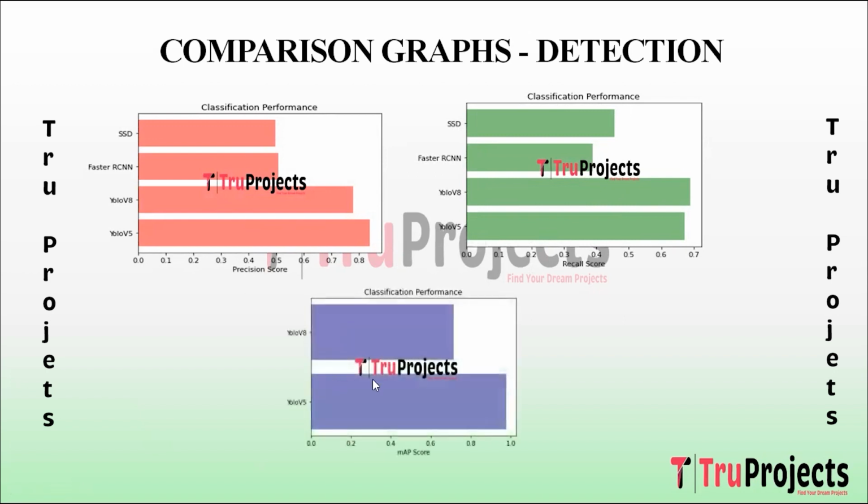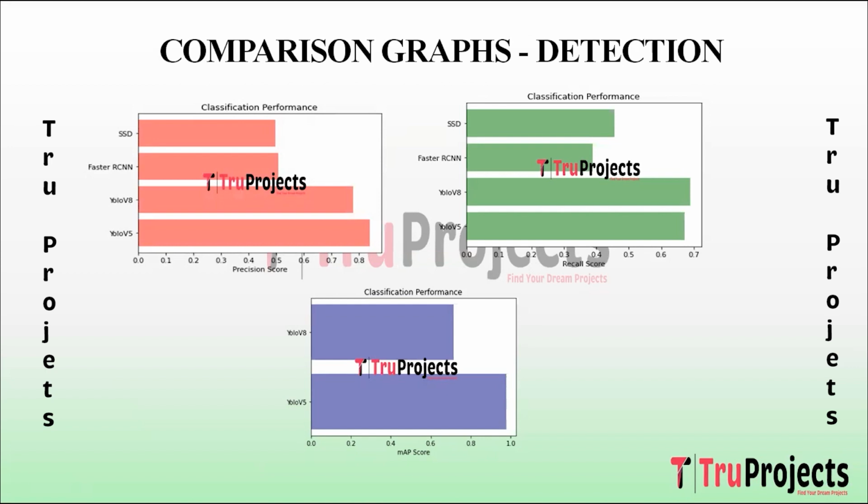And this is the MAP, that is mean average precision graph. So MAP is a metric assessing the accuracy of object detection models, crucial in tasks like plant disease detection for evaluating precise object identification and localization. Higher MAP values indicate better model performance.